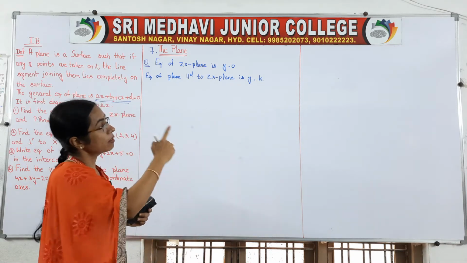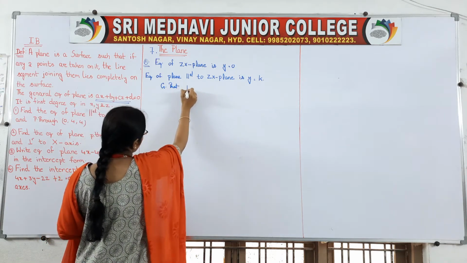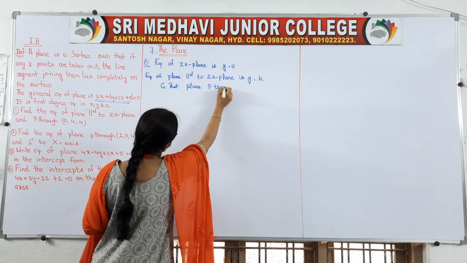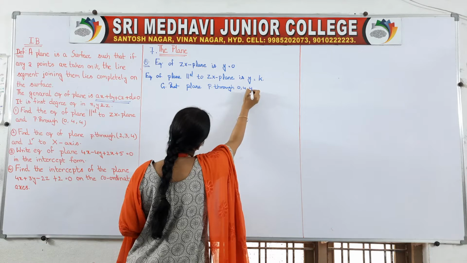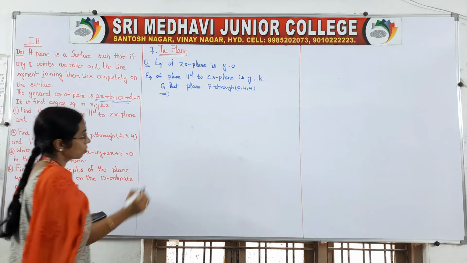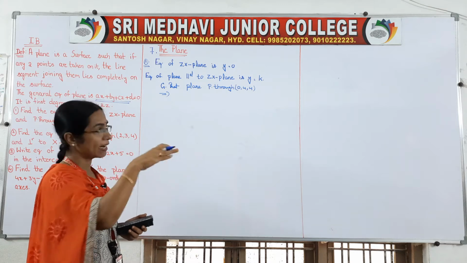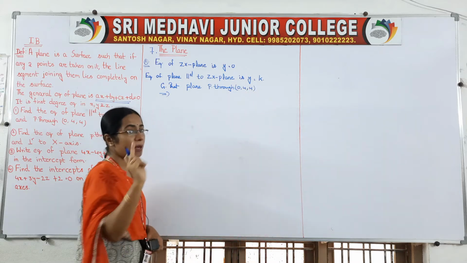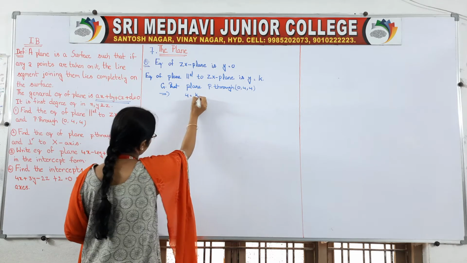So this plane passes through which point? It is given to you, that is (0, 4, 4). It passes through (0, 4, 4), which implies the point lies on it, that means the point satisfies the plane equation. What is the plane equation? y = k is the plane equation. So it satisfies that, which means 4 = k.